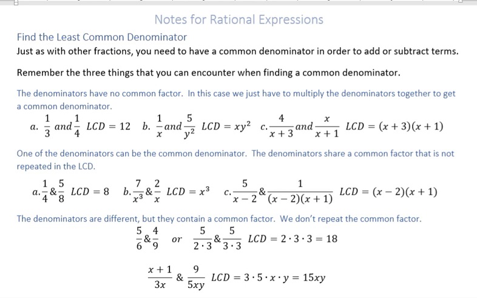Remember the three things that you can encounter when you're finding a common denominator. The first thing that you can find is that the denominators have no common factor. In that case, you just multiply the denominators together to get a common denominator.